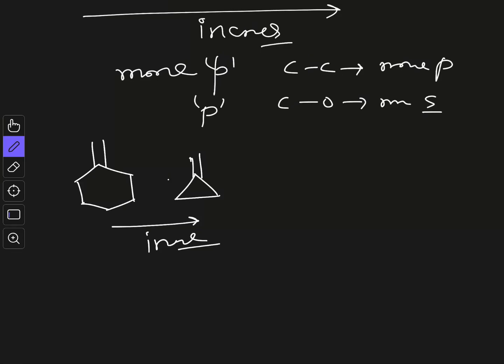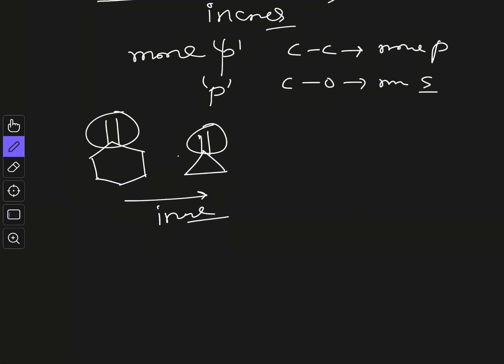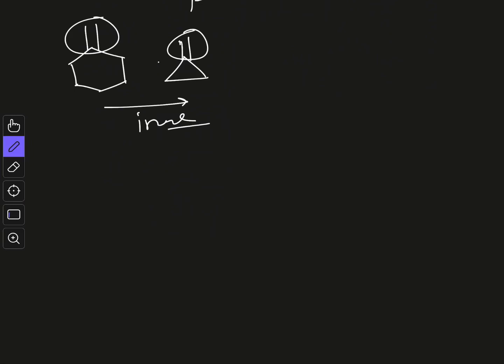So whatever the nature of the bond, if it is an exocyclic bond, this is called exocyclic because it is outside the ring. If it is an exocyclic double bond, then a decrease in ring size will increase your stretching frequency. But what about an endocyclic double bond? So let's say you have these compounds.